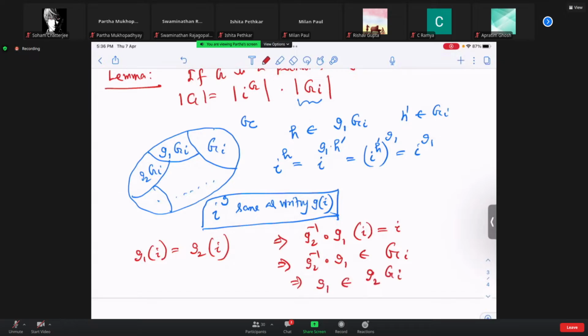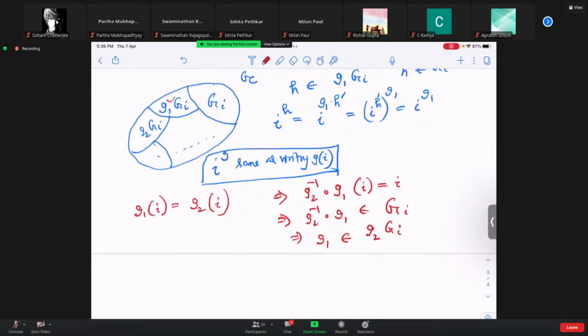That means the distinct coset representatives. So this G1, G2, G3, they are called coset representatives. That means if you take different coset representatives, identity is also included for the first coset, then they will move I to different points. Right? And that's precisely the orbit. So the size of the orbit is equal to the number of cosets.